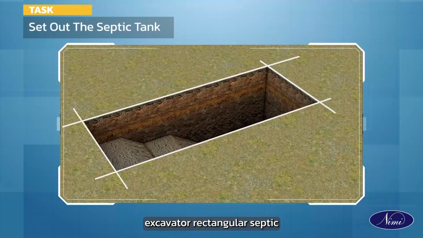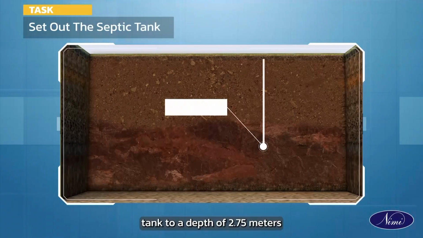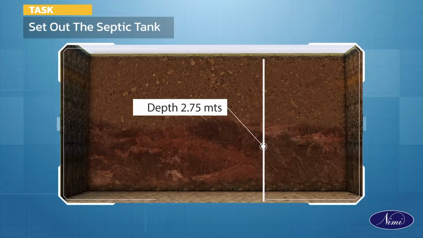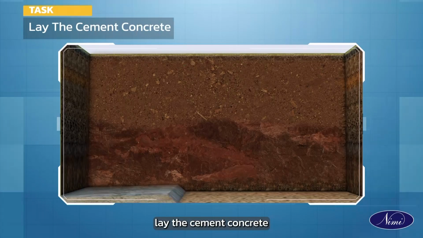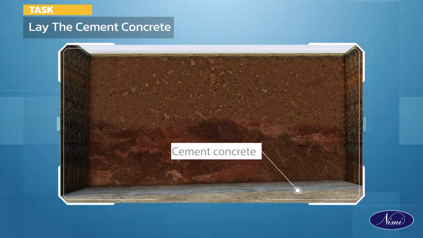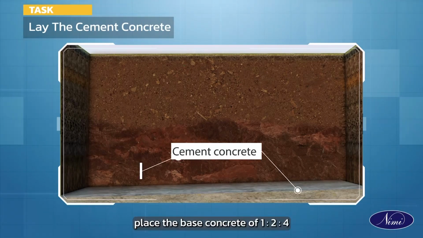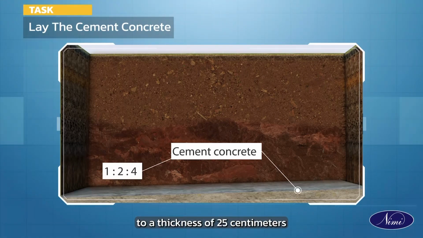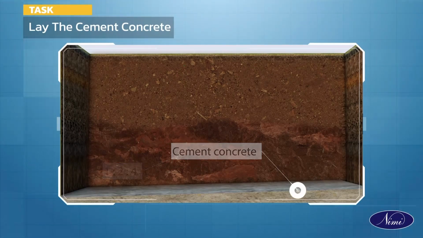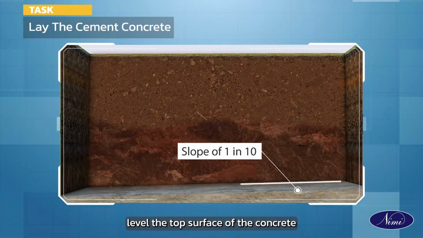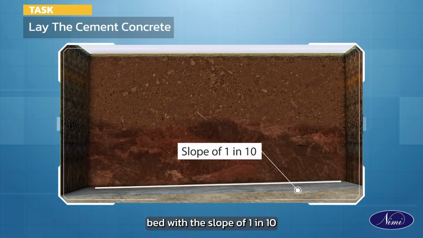Excavate the rectangular septic tank to a depth of 2.75 meters. Lay the cement concrete. Place the base concrete of 1:2:4 ratio to a thickness of 25 centimeters. Level the top surface of the concrete bed with a slope of 1:10.